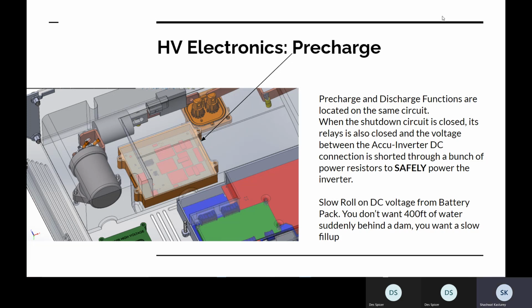This is a good analogy. These water analogies honestly get you pretty far in understanding, on an intuitive level, how electricity works. You don't suddenly want 400 feet of water behind a dam. If you're filling a dam, you want it to be slow. The sudden impulse of somehow making 400 feet of water exist at a dam would blow up the dam. So you want a slow roll on of power, slow roll off of power.